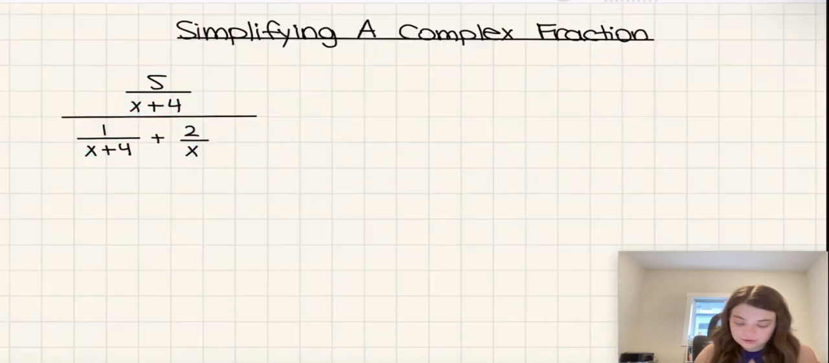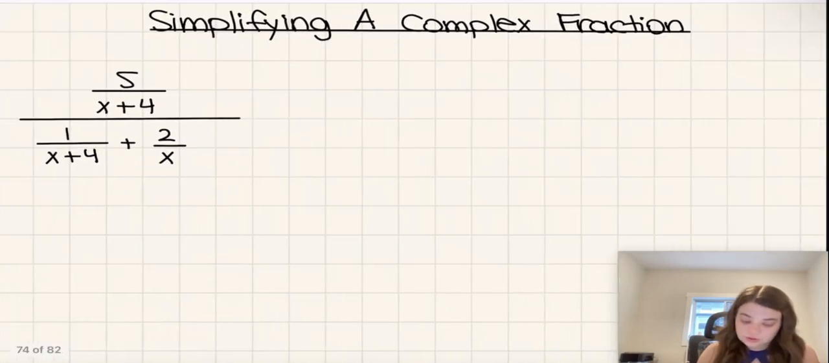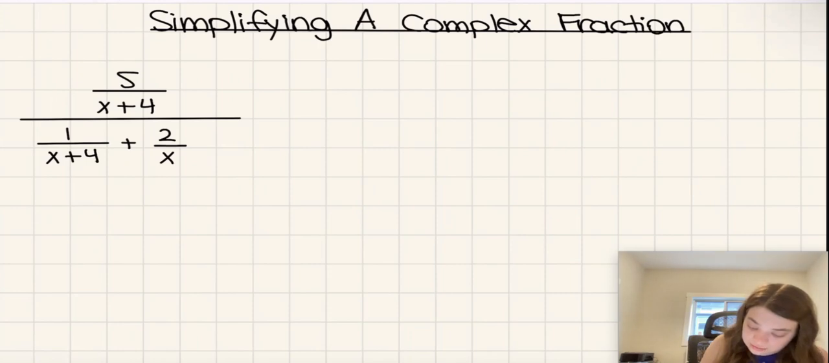So what we're going to do first is we are actually going to simplify the denominator by adding up 1 over x plus 4 plus 2 over x. Okay, so let's do that first. So before we even get into the full thing, I first just want to figure out what is 1 over x plus 4 plus 2 over x.